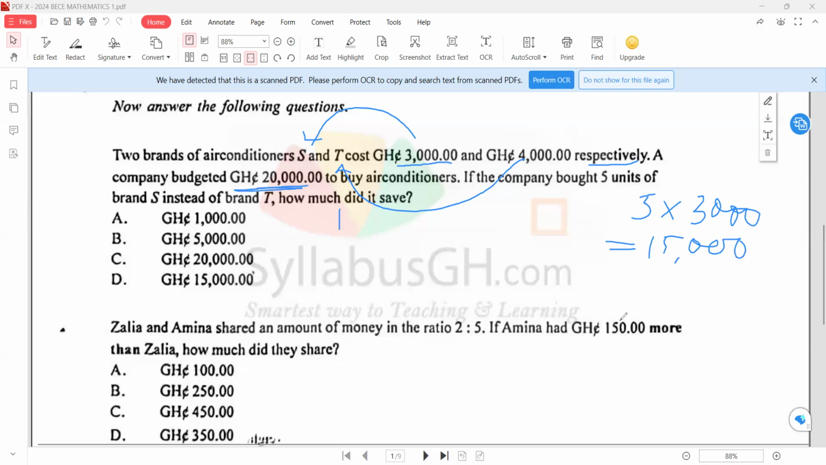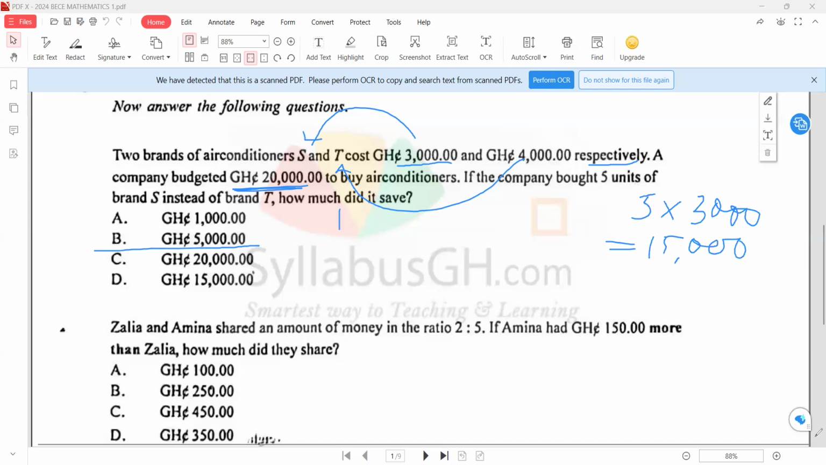And the company budgeted 20,000. So the amount saved is the amount the company budgeted minus the amount spent, which is 20,000 Ghana cedis minus 15,000 cedis. And the answer would obviously be 5,000 Ghana cedis.